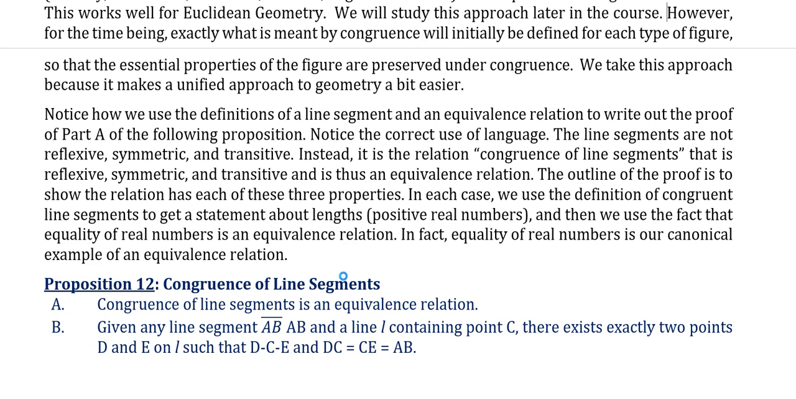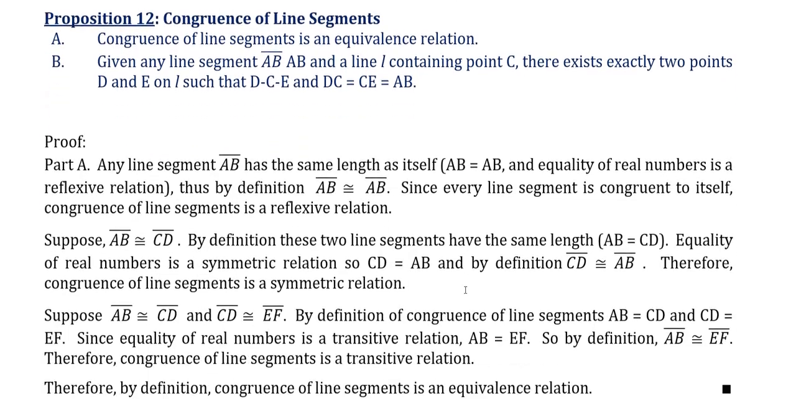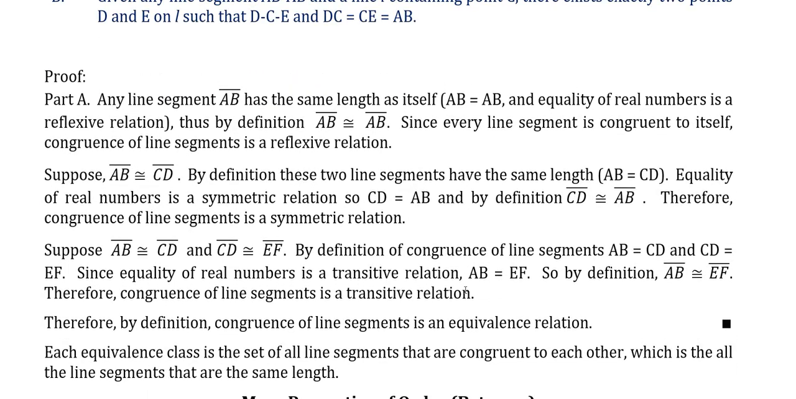The outline of the proof is to show that the relation has each of these three properties. In each case, we use the definition of congruent line segments to get the statement about lengths, positive real numbers, and then we use the fact that equality of real numbers is an equivalence relation. In fact, equality of real numbers is really our canonical example of what an equivalence relation is. So what we're going to do here is prove that congruence of line segments is an equivalence relation. So here's the proof.